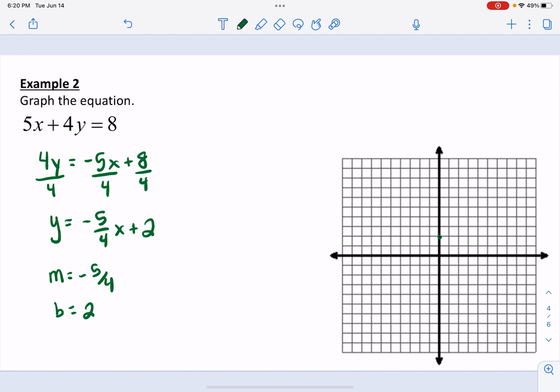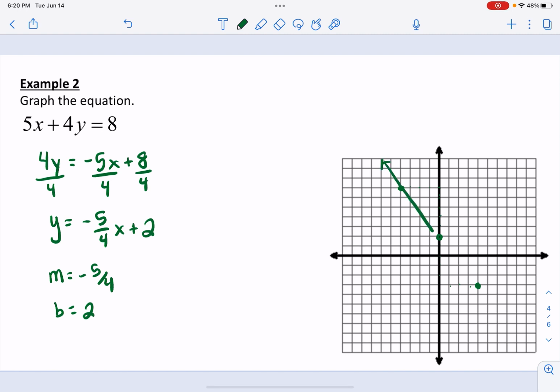So I go up to a positive 2. And then I go up 5, left 4, since my slope is negative. One of those components has to be negative. So if I go up 5, 1, 2, 3, 4, 5, left 4, and then I can also go down 5 if I wanted. 1, 2, 3, 4, right 4. And then connect those points.